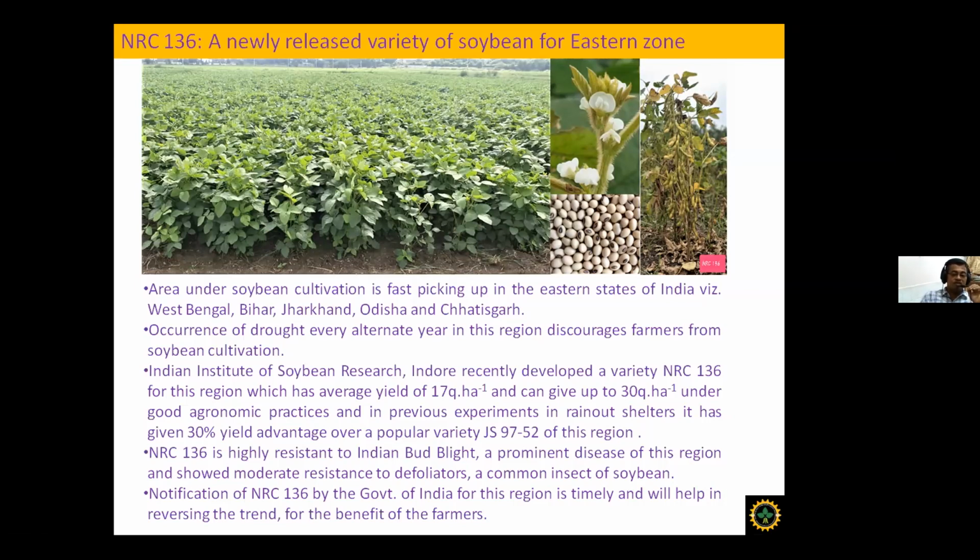It's a prominent disease of the eastern region of India, and it shows moderate resistance to defoliators. It's a common insect of soybean. And the notification of NRC 136 by the Government of India for this region is very timely and will help in reversing the trend, for the benefit of the farmers.